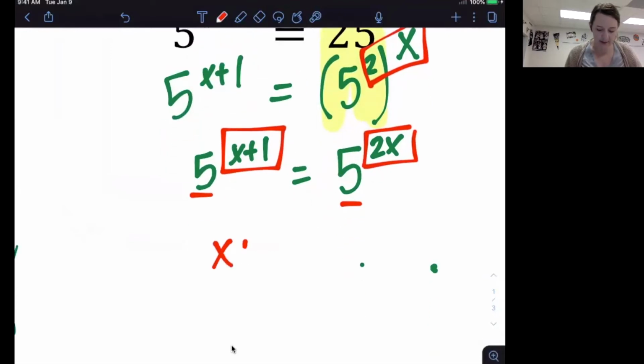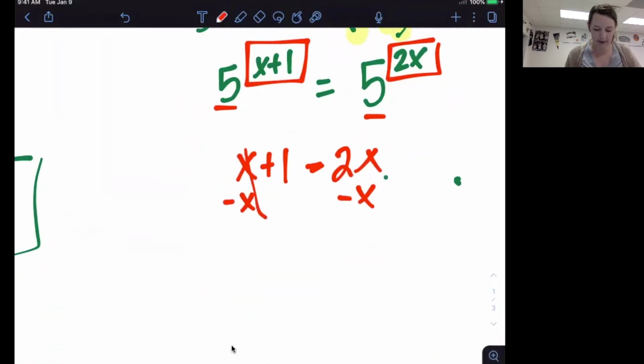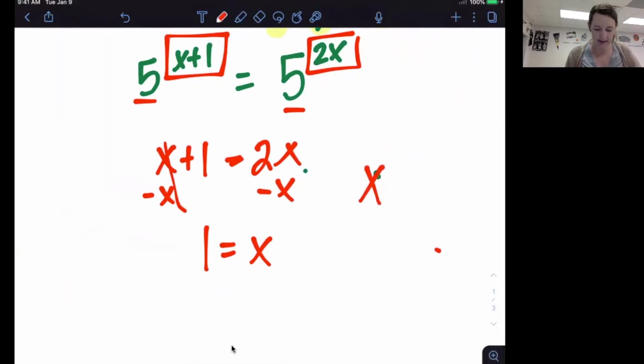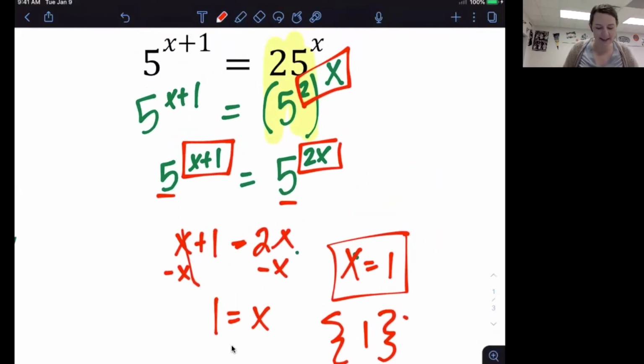So I have x plus 1 equals 2x. When I subtract x from both sides, I find out that we have 1 equals x, or we could write it as x equals 1. We could also write it as a solution set like this. So both of these first answers happen to have x equaling 1. That's not always the case.